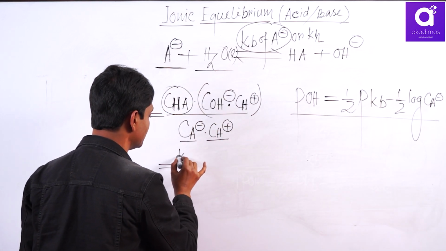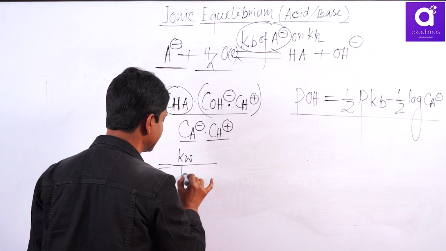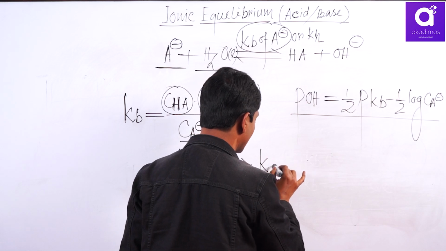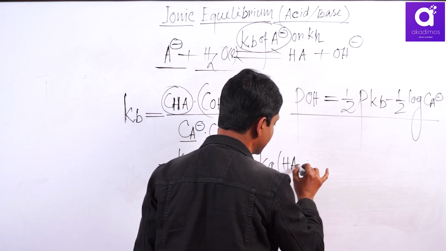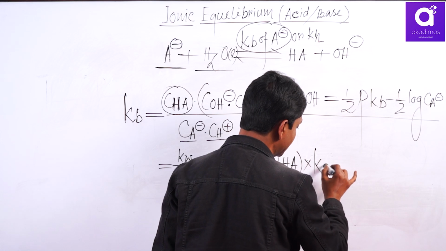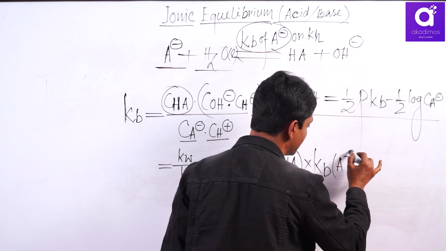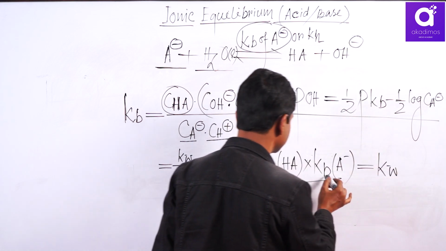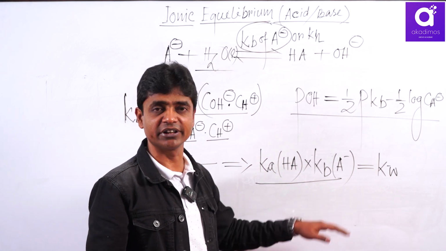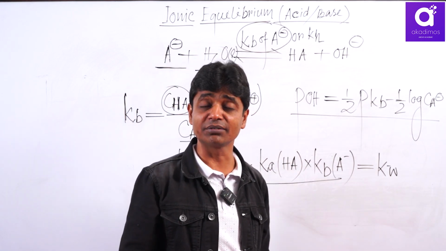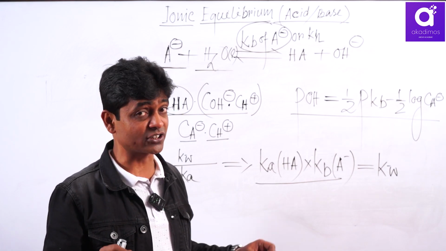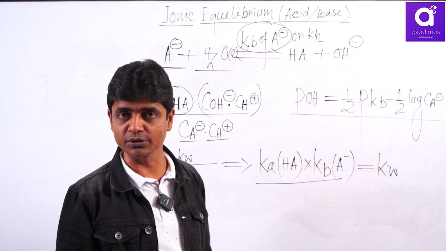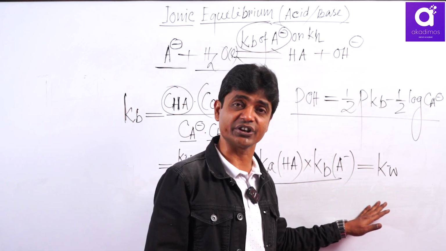That means it is Kw by Ka, and you get the equation: Ka of weak acid HA into Kb of its conjugate base A minus is always equal to Kw. I told you these two are not independent variables. There is a mathematical restriction Kw, and you know the value of Kw is constant, 10 to the power minus 14 at 25 degrees centigrade. It is a function of temperature. Remember, since dissociation of water is an endothermic phenomenon, with increase of temperature Kw increases.